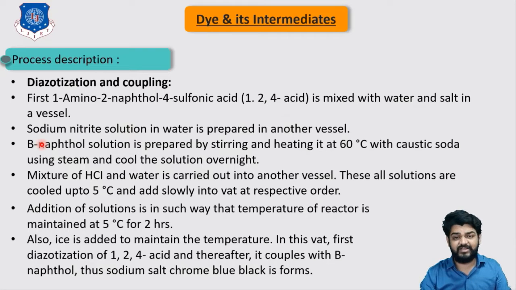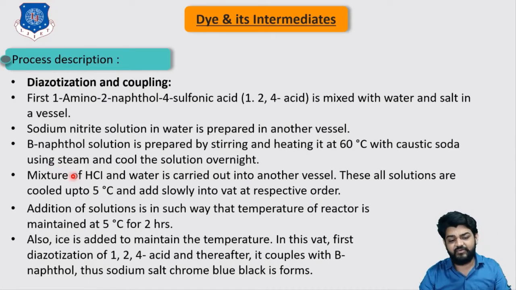Now in another vessel we are preparing sodium nitrite solution with the help of water. And in another vessel we are preparing beta-naphthol solution, which is prepared by stirring, and we have to heat it to 60 degrees Celsius with the help of steam. And we are also adding caustic soda so that we can ultimately have a dilute solution so that our beta-naphthol can be easily dissolved in this caustic soda solution.